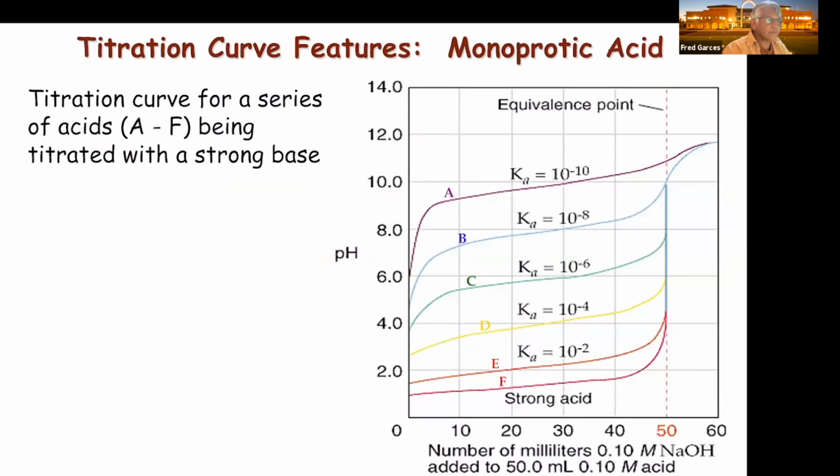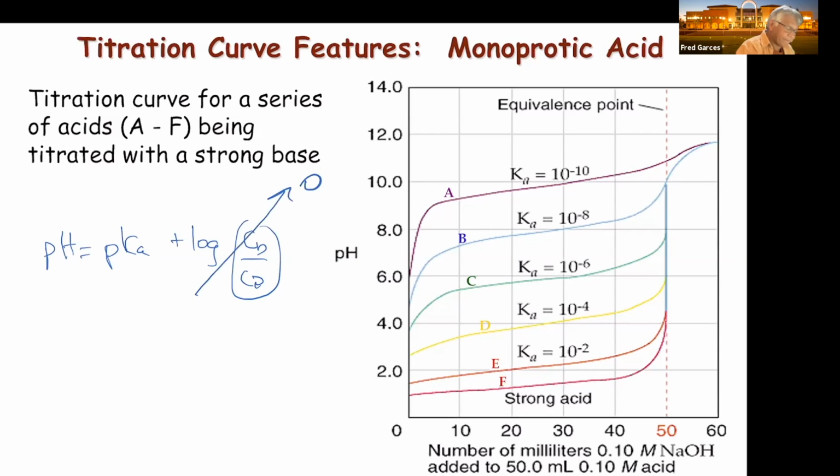Here's a really good curve to know. Why? Because according to the Henderson-Hasselbalch equation, pH equals pKa plus the log of the conjugate base over the conjugate acid. When these two are equal, the conjugates are equal to each other, this ratio goes to 1 and the log term drops to 0. But that's at the 50% equivalence point, okay? 50% equivalence point. Not at the equivalence point, but 50%.